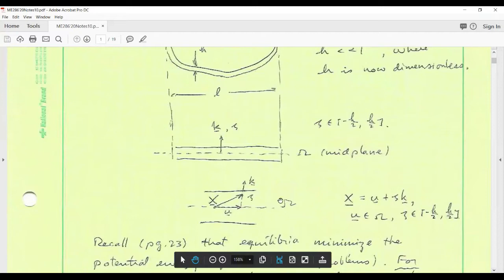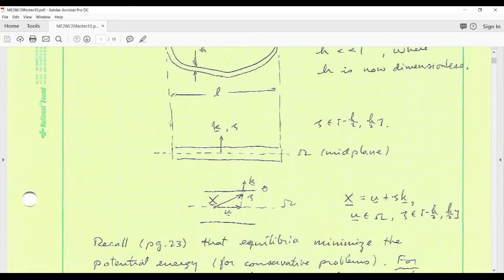So let's look again at an edgewise view. Here's omega. Here's the normal to omega, unit vector k. We can locate the position of any point in the body, the three-dimensional position, say capital X. This is our reference configuration then. Capital X we can write as a part projected onto the plane, call it U, and then a part orthogonal to the plane, which would be zeta along k. So U is no longer denoting displacement. It's just the projection of position onto the plane.